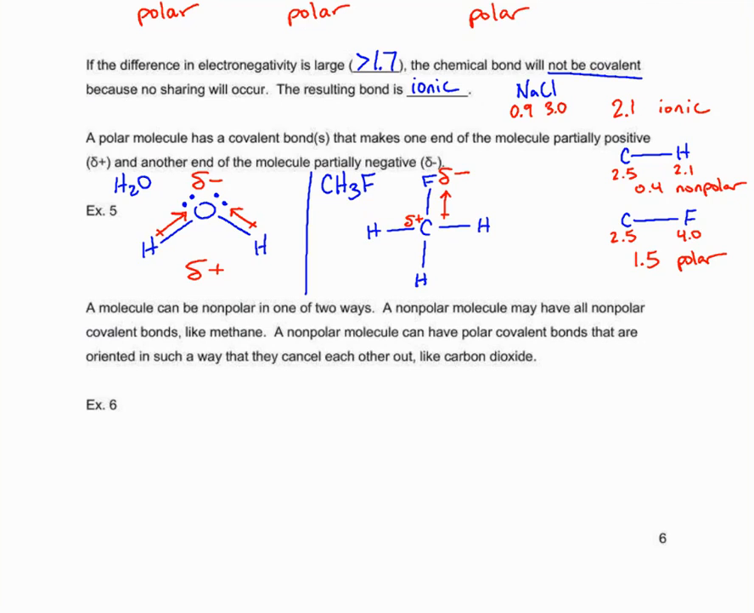So a whole molecule can be nonpolar, and it really can happen in one of 2 ways. So a molecule can be nonpolar by having all nonpolar covalent bonds. Something like methane. Methane is CH4, or in our naming system, carbon tetrahydride. A nonpolar molecule can have polar covalent bonds, but they're oriented in such a way that they cancel each other out. And an example here is carbon dioxide, CO2.